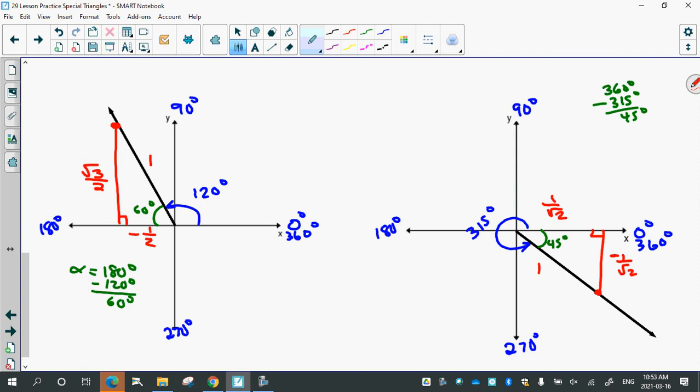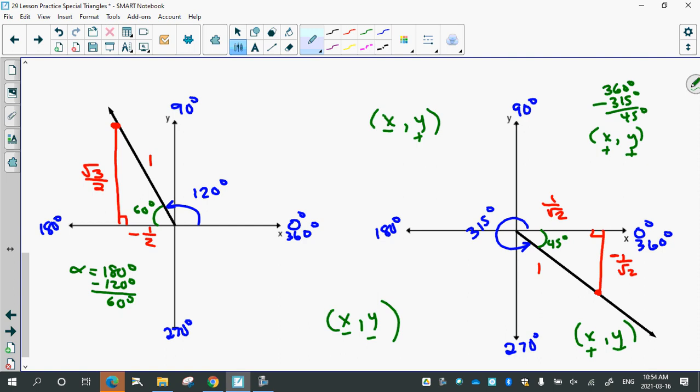If you want, you can do a little review: x and y are both positive in the first quadrant. In the second quadrant, x is negative, y is positive. In the third quadrant, x and y are both negative. And in the fourth quadrant, x is positive and y is negative. Okay?